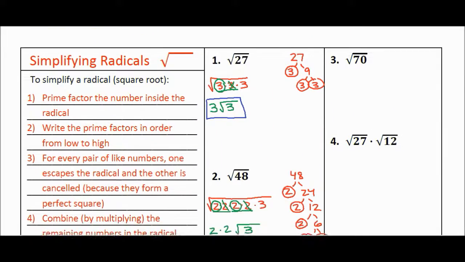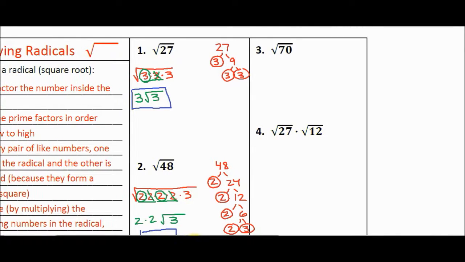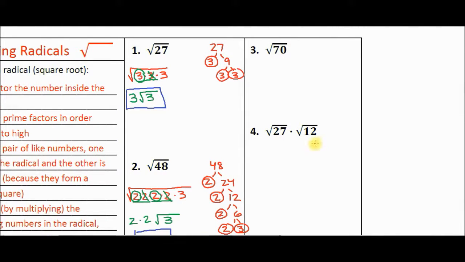Let's go up to now question number 3, or example number 3, the square root of 70. First thing we do is, let's go ahead and prime factor. So I'm going to write 70 over here. I know that 2 goes into 70 because it's an even number. 70 divided by 2 is 35. This is a prime number, so we're done there.